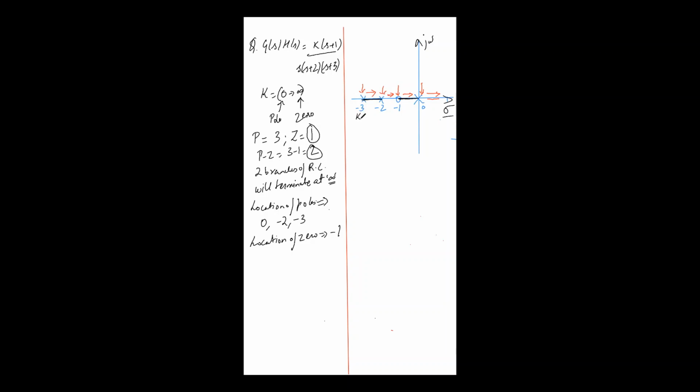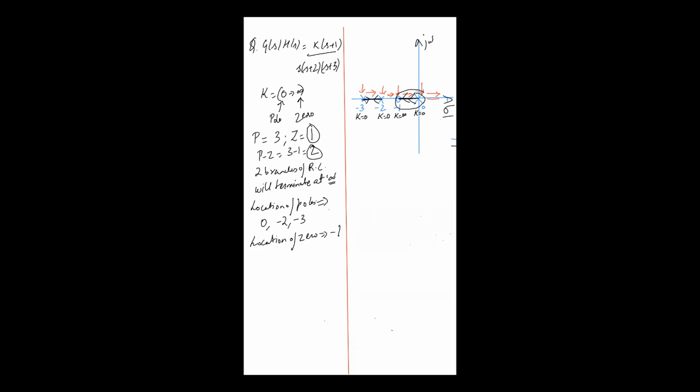So at a pole, the value of k is 0. At a zero, the value of k is infinity. So this is how it is done. One root locus branch is starting from a pole here, another branch is starting from here, and it will terminate at k equal to infinity. So this is one complete root locus branch.